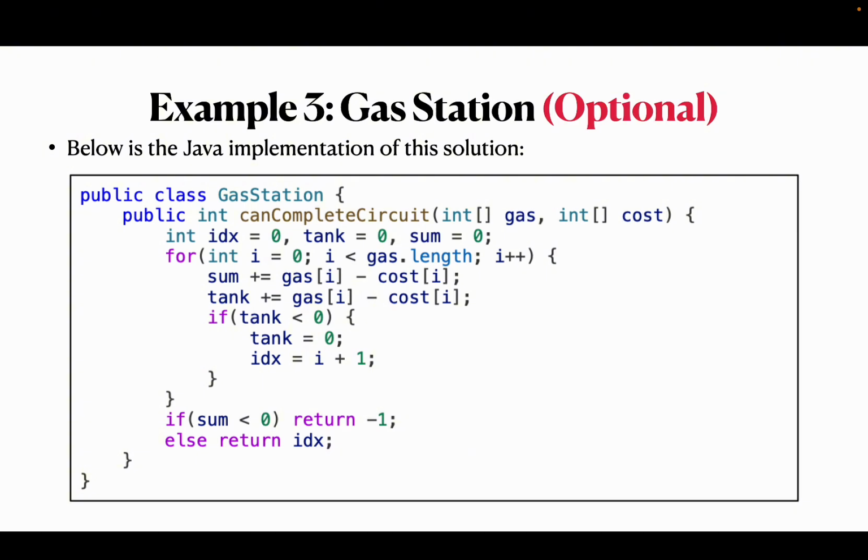After we finish traversing the gas and cost arrays, if the sum is smaller than 0, that corresponds to subproblem 1 failing: we cannot find any possible starting index. That means we can simply return -1. Otherwise, our index will be our final candidate starting index.